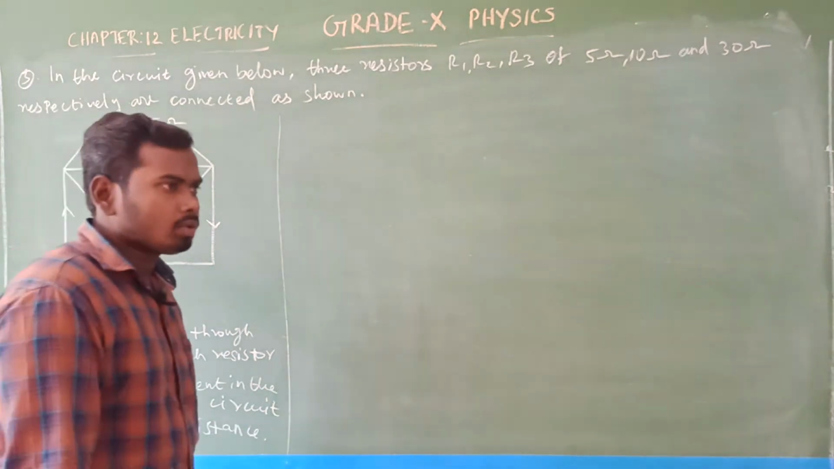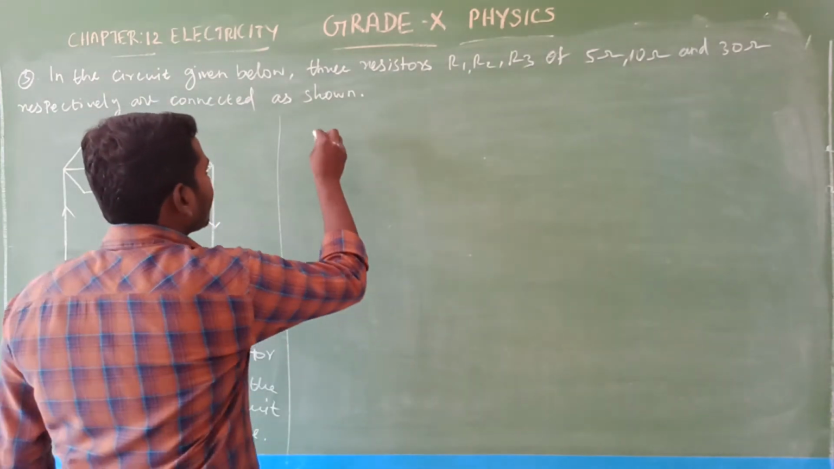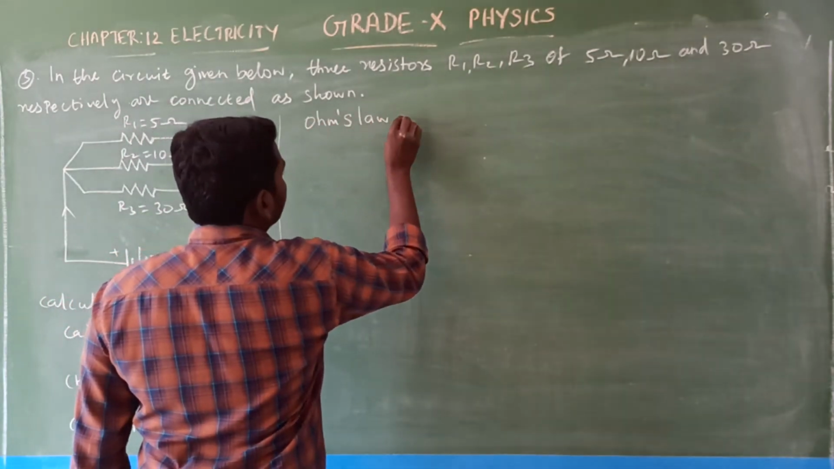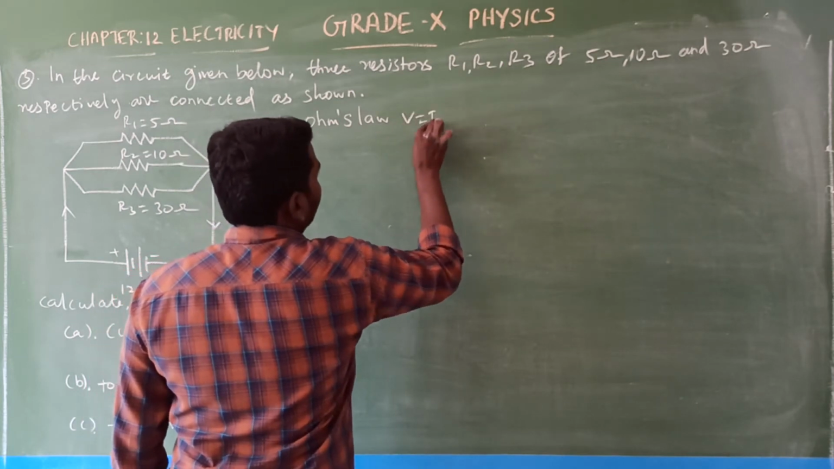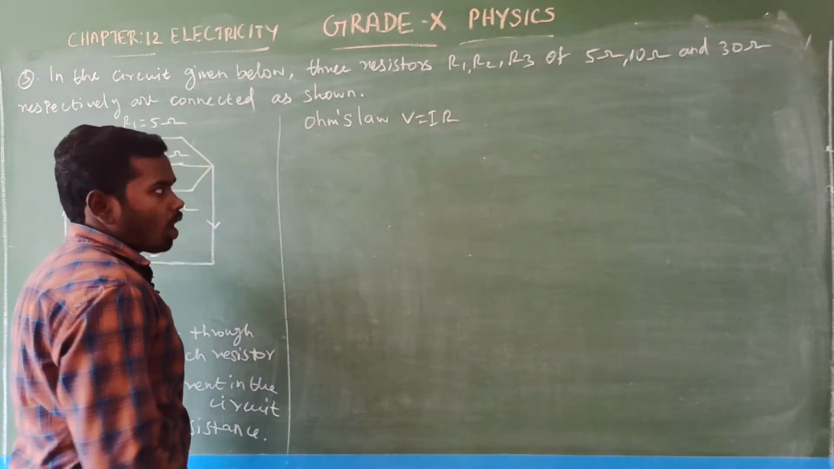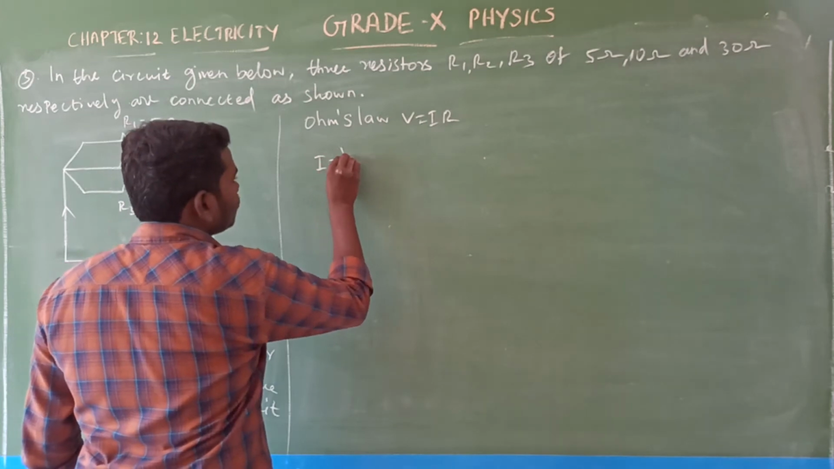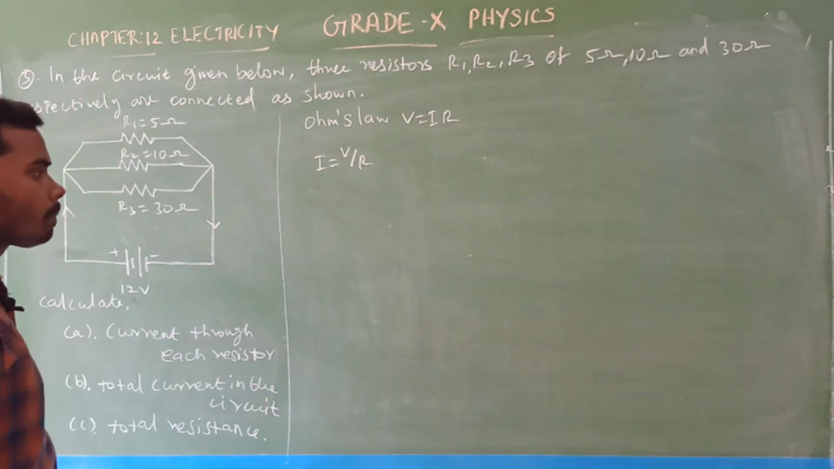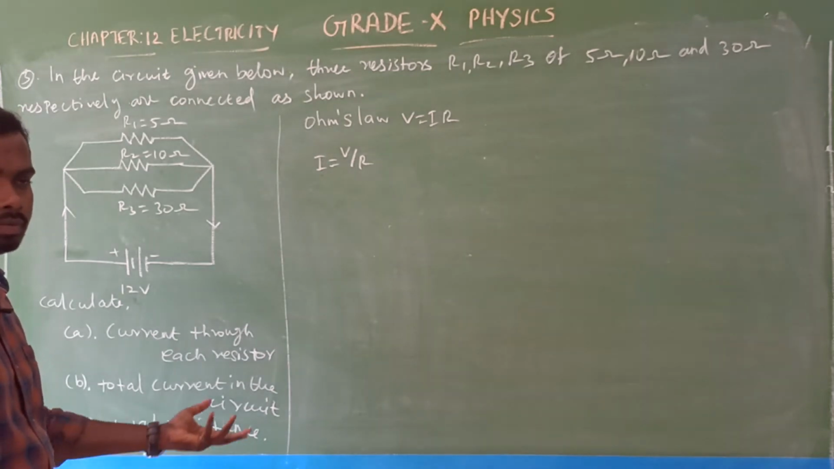What is the formula we have? According to Ohm's law, V equal to IR. So I, which is equal to V by R. I means current.